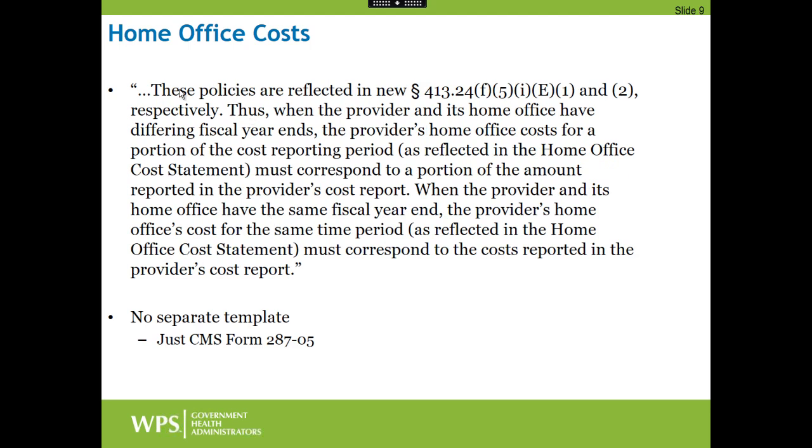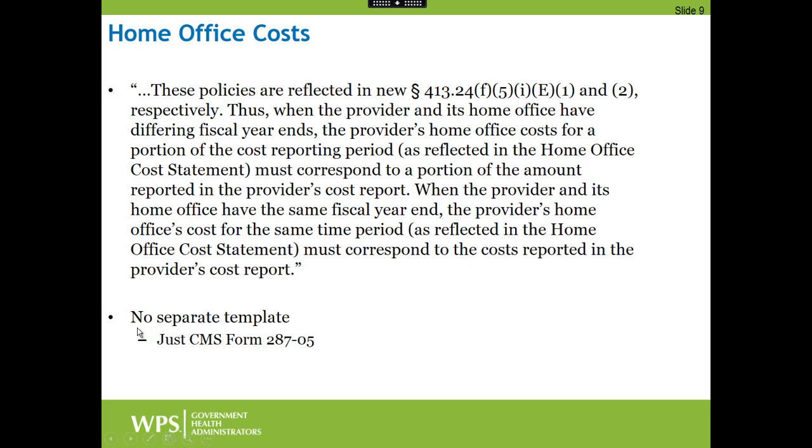So we continue on to the Federal Register, and it talks about how when the provider and the home office have differing fiscal year ends, the provider's home office costs must correspond to a portion of the amount reported in the provider's cost report, for the same reason I just mentioned. However, if they have the same fiscal year end, then that little exception doesn't apply, and if it's the same fiscal year end for the home office and the component provider, then those costs must correspond to the cost reported in the provider's cost report. So then they must match at that point.